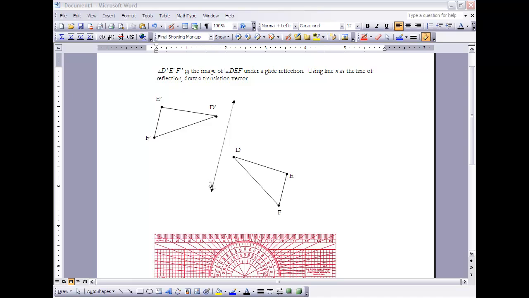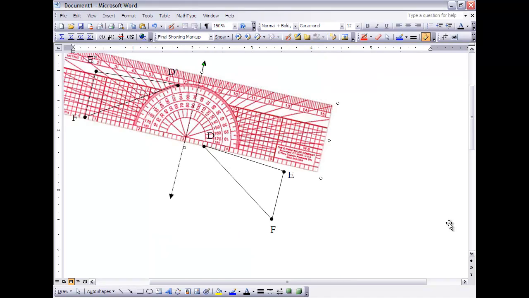Okay, so the easiest way that we can get that translation vector is I just need to find out at least where one point from this figure ends up after a reflection. And once I do that, then I can draw in the vector from that point to where the point ended up. So I'm going to take point D and reflect it over the line. When I do that, I'll get an image point of D that I can then translate to D prime. Okay, so here's where the reflection would be, right about here.